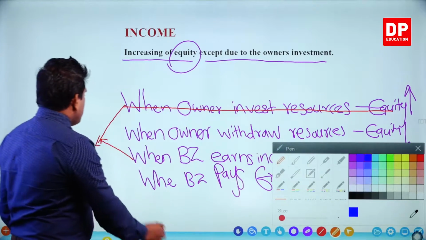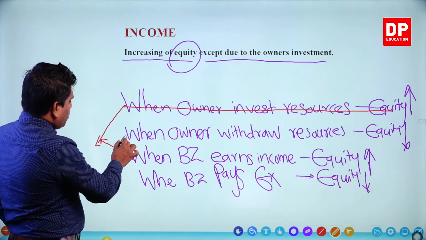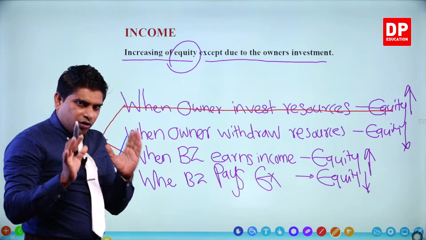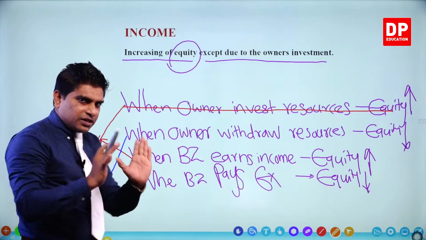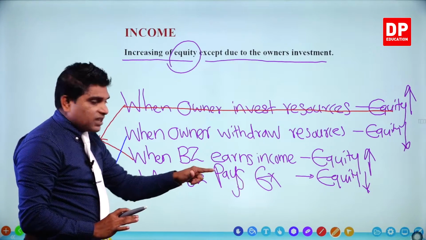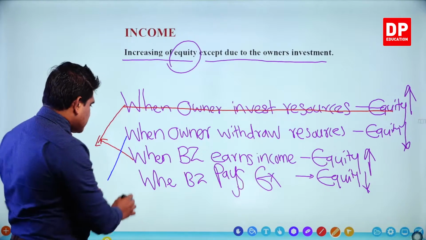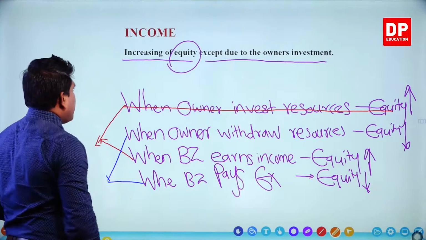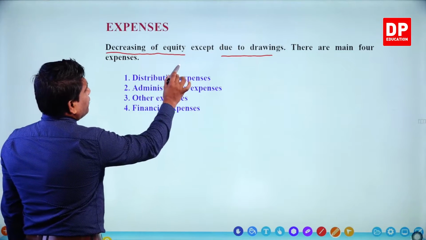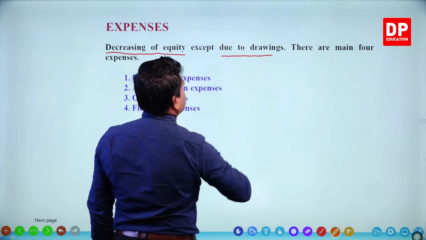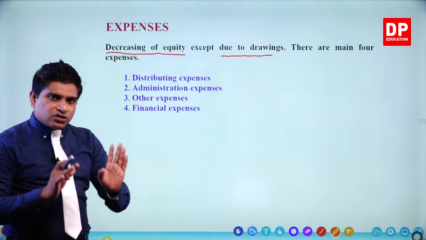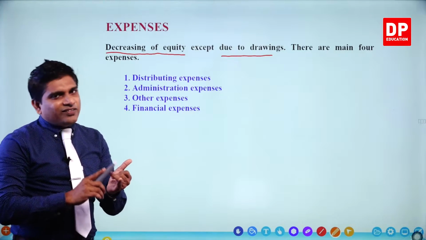Right. Now, when owner withdraw resources, we generally say drawings. As a result of drawings, equity decreases, right? And the other way, when the business pays expenses, that time also equity decreases. There are 2 points, right? But in the definition, they say decrease in equity except due to the drawings. You know, there are 2 methods to decrease your equity. One is drawings. The other one is expense.